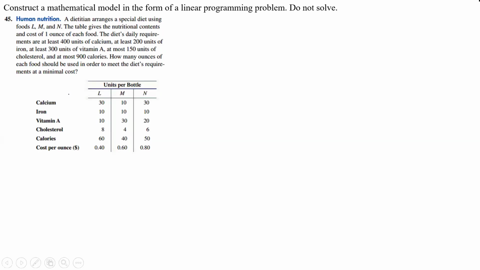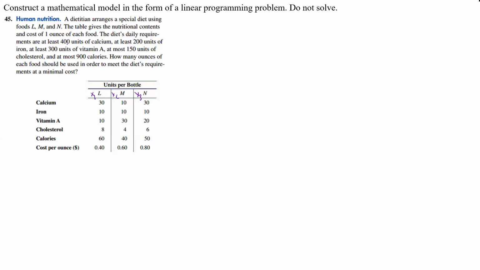Okay. So a dietitian arranges a special diet using foods L, M, N. So those are our things. And so let's say that this is going to be X1, that's going to be X2, and that's going to be X3. So that's going to be that many ounces of each food. And the table gives the nutritional cost of 1 ounce of each food. And so that's the ounces.